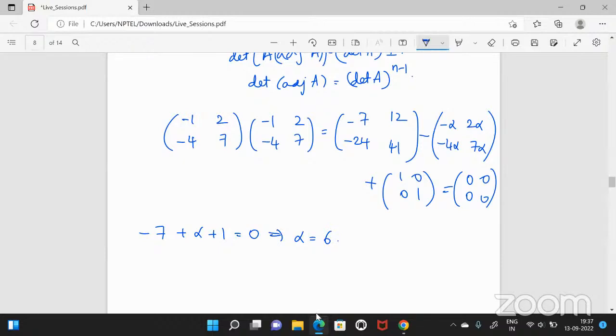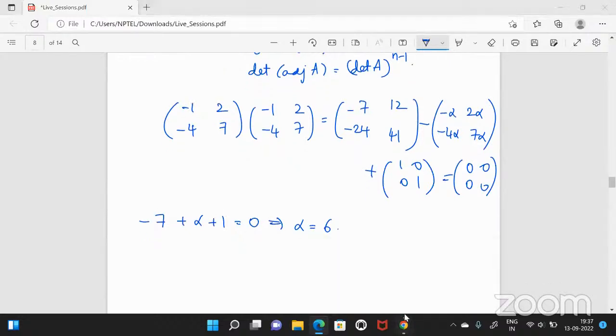What I did, I found the values of individual things and then I solved it. That's okay, no. But what is the value of this? You don't know alpha, no? Yes. Okay. So is this method clear? Yes, the method is clear.